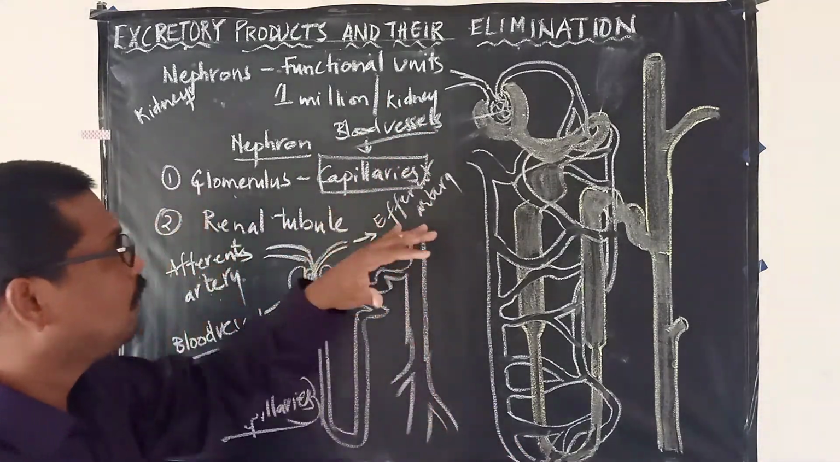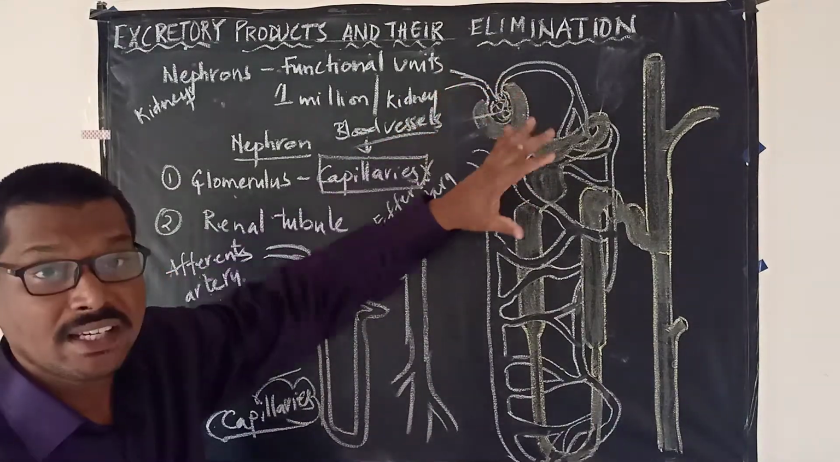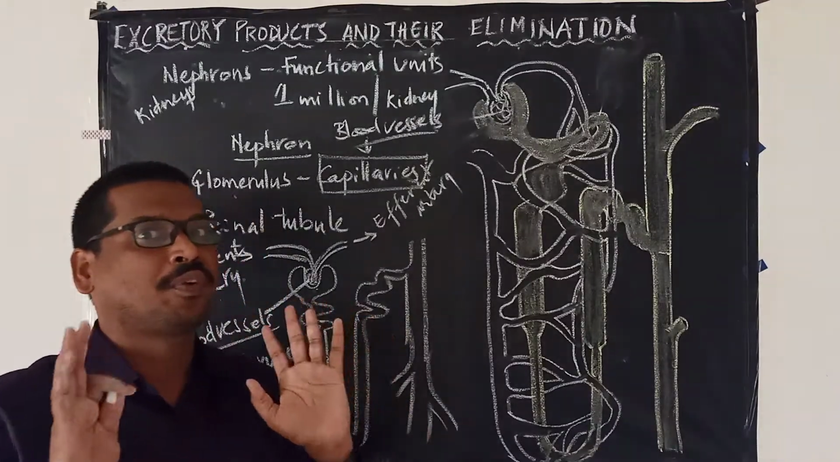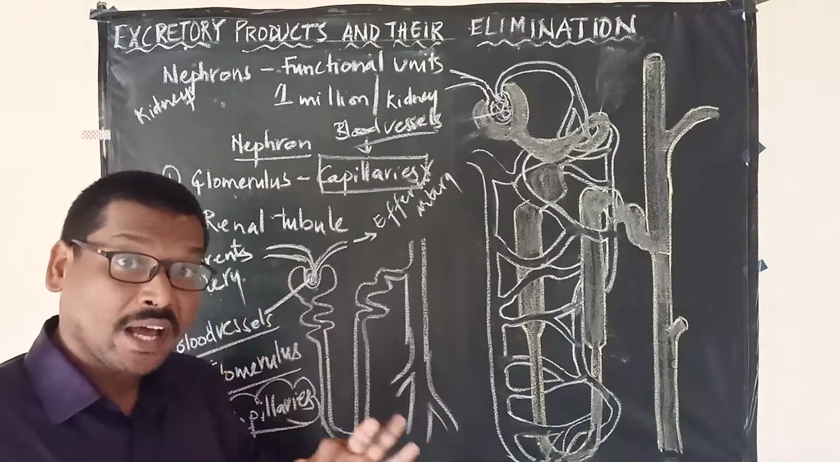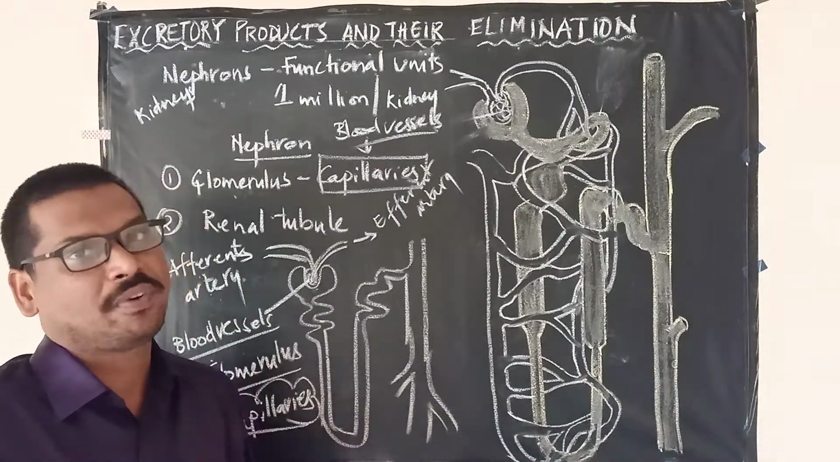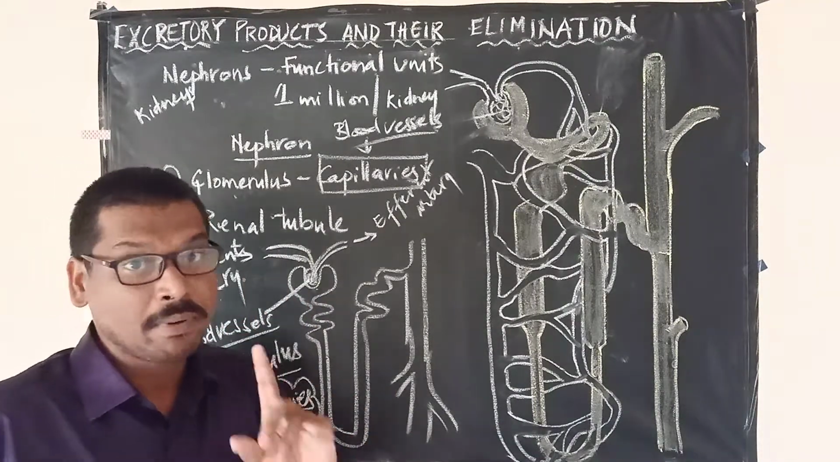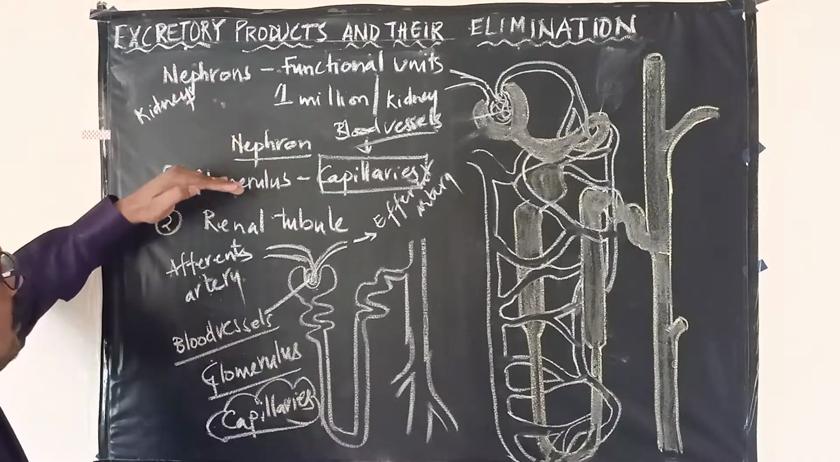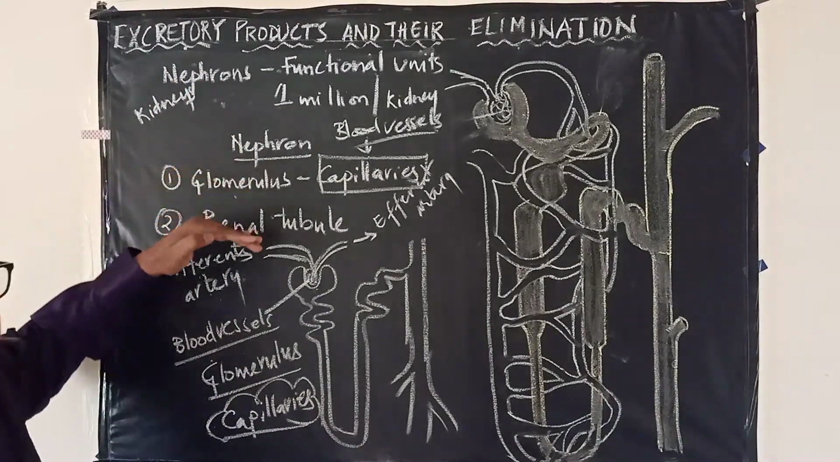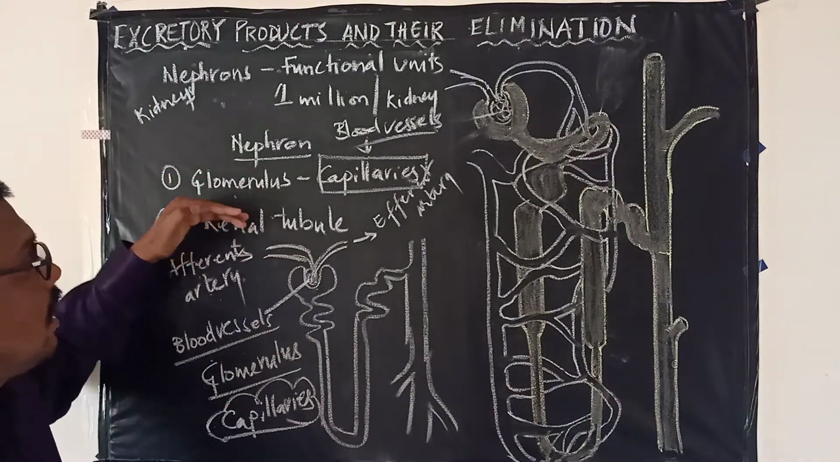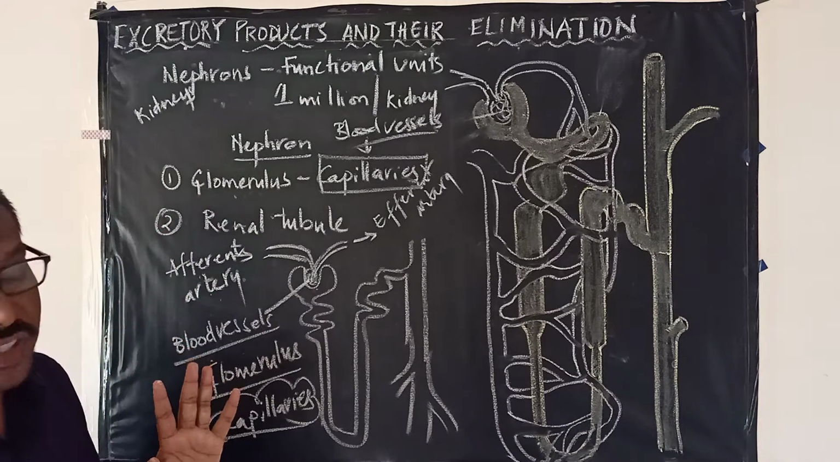Where are they present? They are present as part of the nephron. Please remember that. That's why we said the nephron has two parts, the glomerulus and the renal tubule.